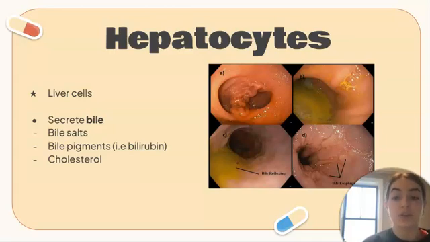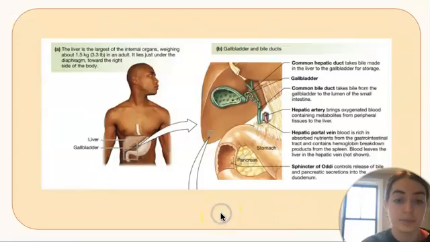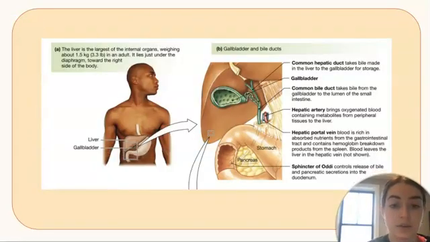Bile salts, which act as detergents to make fats soluble during digestion, are made up of steroid bile acids combined with amino acids. In this image on the right of the slide, we can see bile through an endoscope, which is pretty cool, and you can definitely see the greenish-yellow coloring of bile pretty clearly here. This image is from our textbook, Silverthorn.